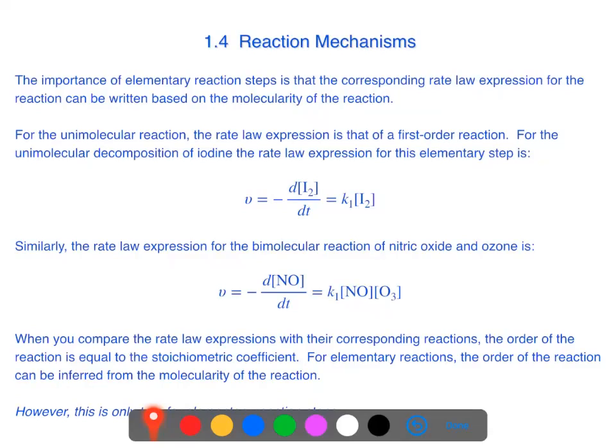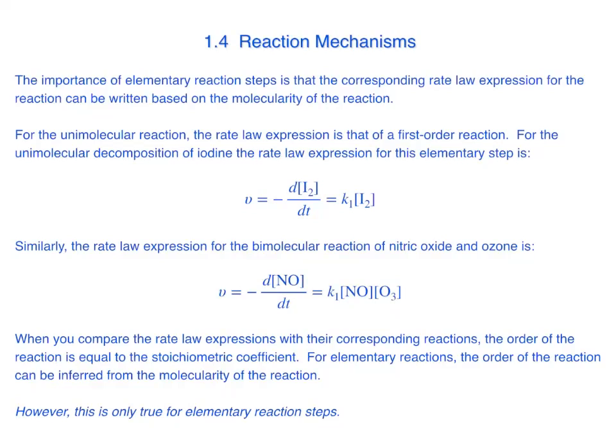And in the previous example, we would have a first order dependence because we have just a single reactant with an exponent 1. So when you compare the rate law expressions with their corresponding reactions, the order of the reaction is equal to the stoichiometric coefficient. For elementary reactions, the order of the reaction can be inferred from the molecularity of the reaction. However, this is only true for elementary reaction steps. You cannot infer molecularity for balanced reactions.